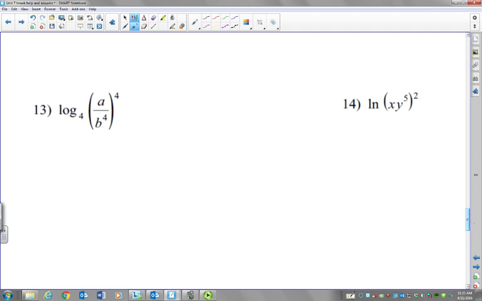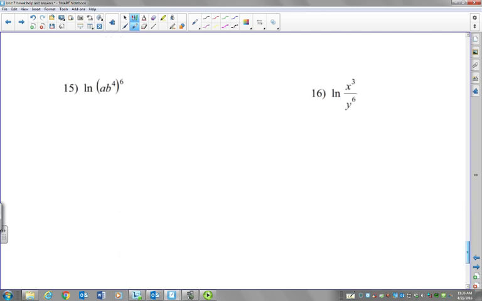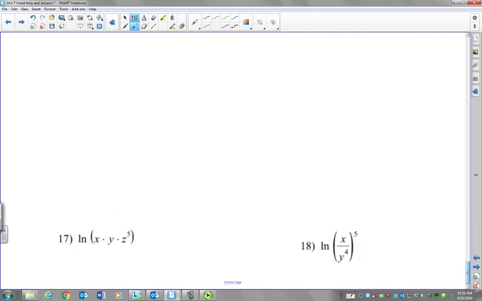I would distribute the 4 through first, so you have a to the 4th power, and then 4 times 4 is b to the 16th power, and then do subtraction. Log base 4 a to the 4th minus log base 4 b to the 16th, and then pull the powers in front. Okay, so now those ones are very similar as well.